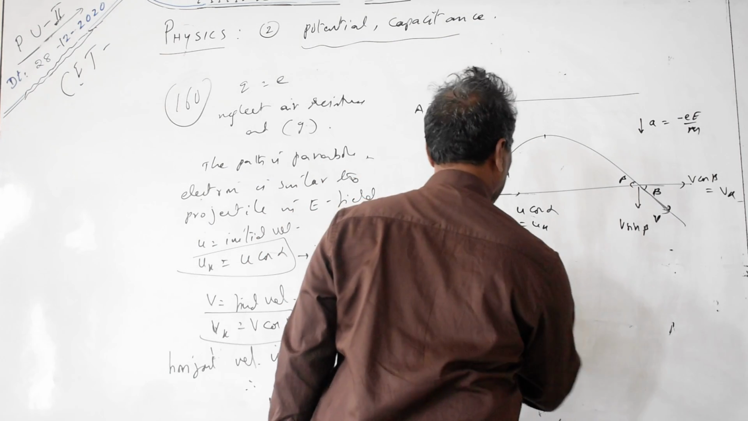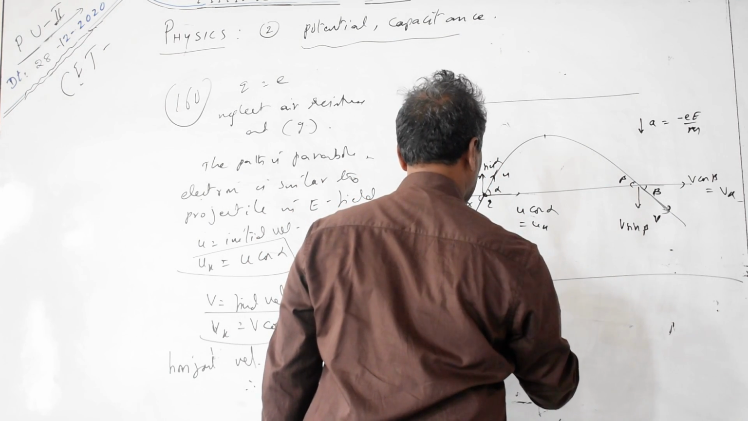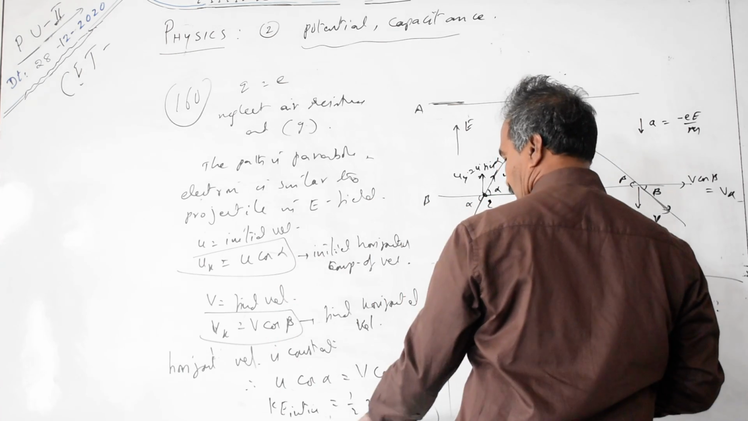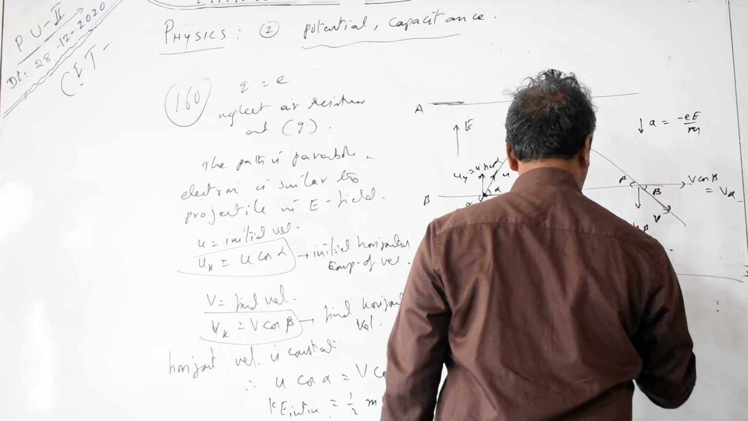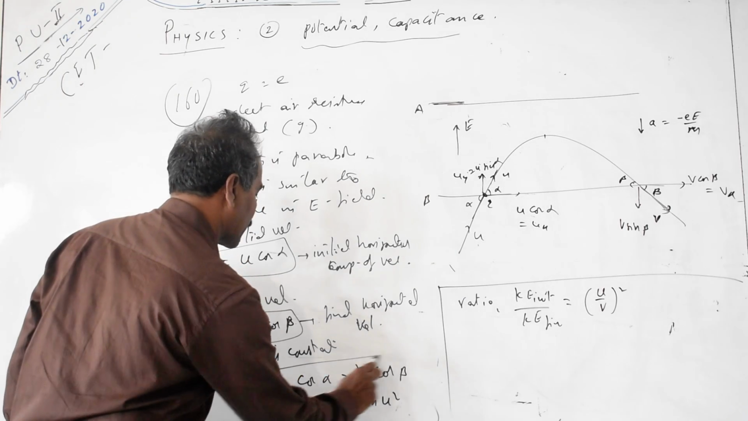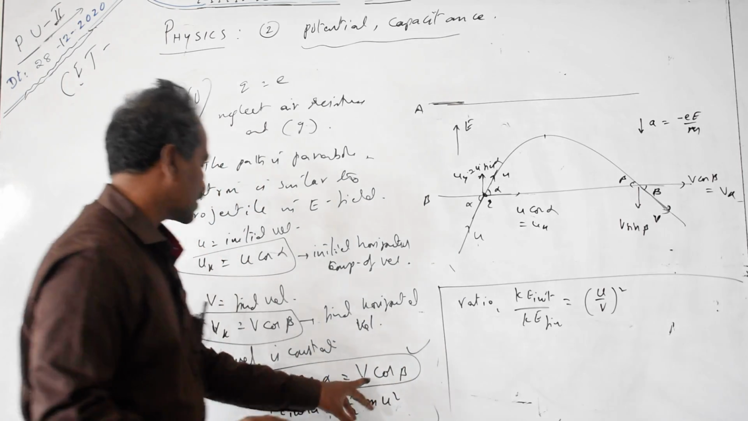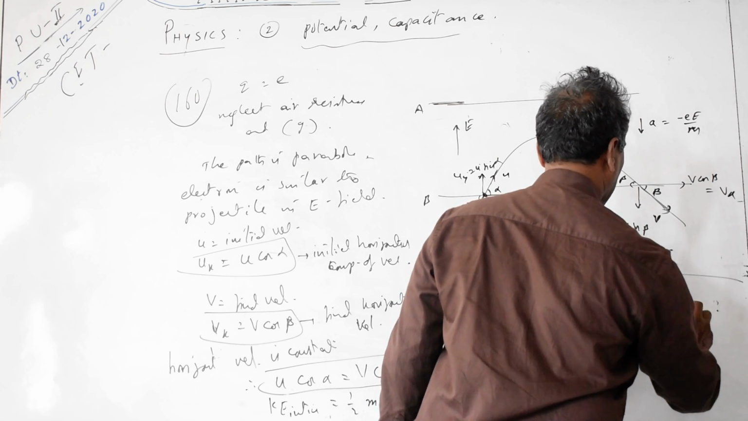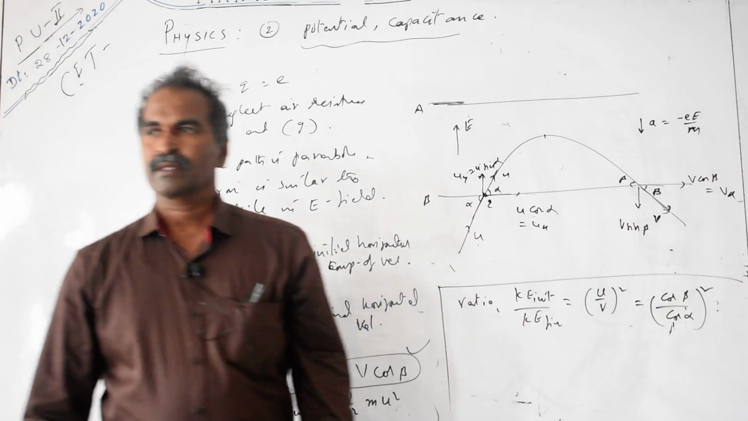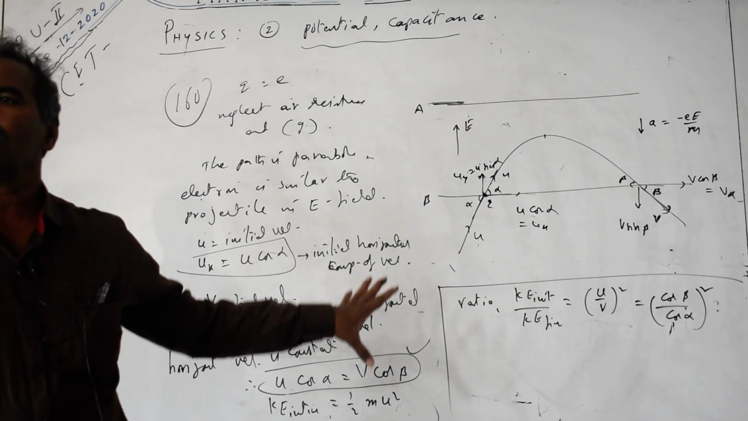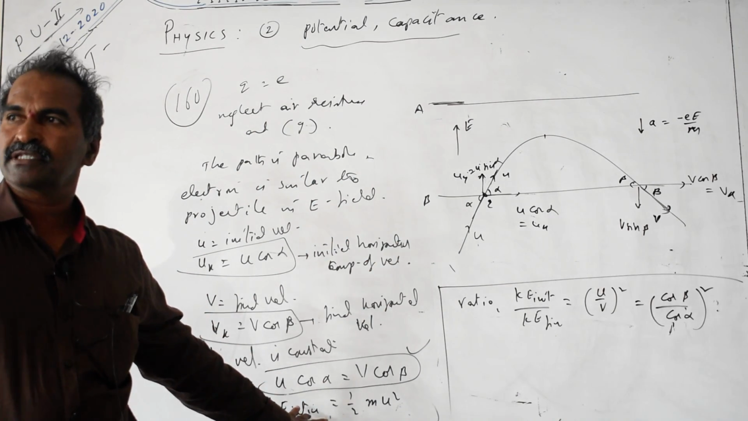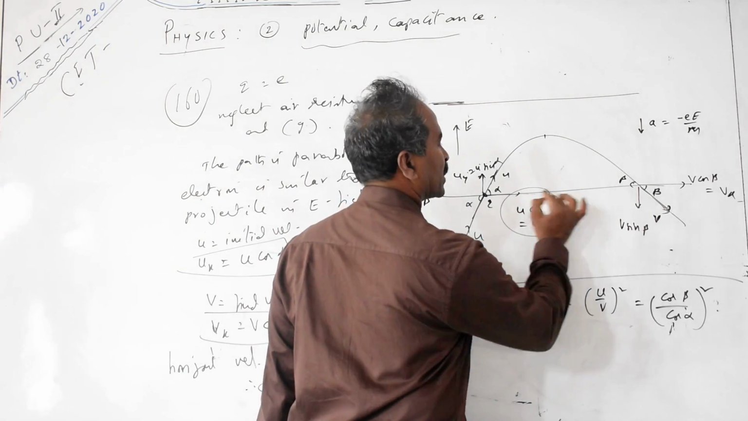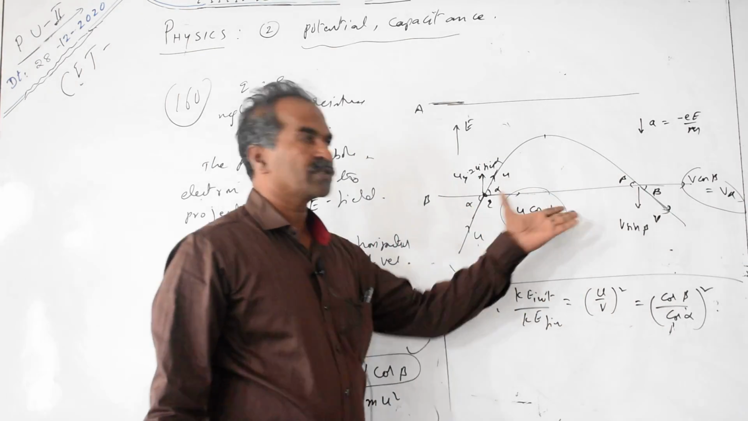Taking the ratio, kinetic energy initial by kinetic energy final equals, half m cancels, u by v whole square. And from this relationship, u by v is cos beta by cos alpha, whole square. So you don't have to take up all this, just remember that the horizontal component remains constant. Other points I just wrote for understanding purposes only. So for kinetic energies, you have to take squares and then the ratio.